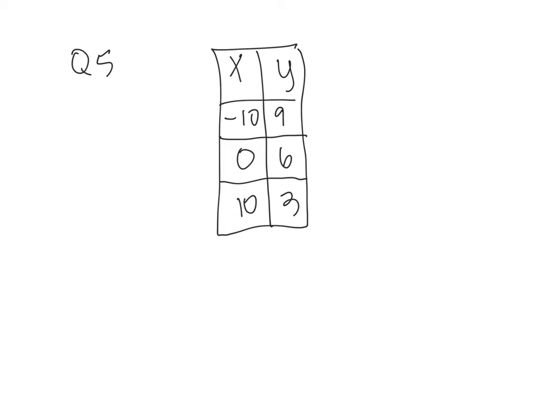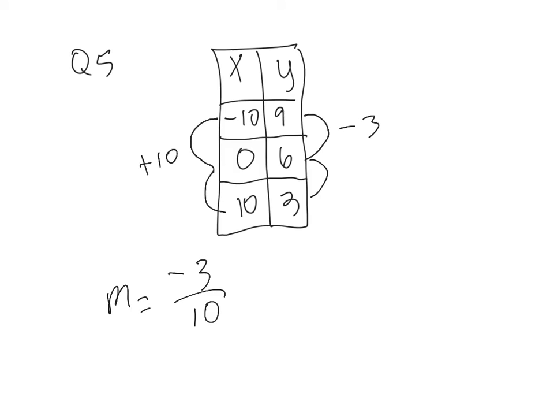Again, we're going to do the same thing here. What do I have to do to get from 9 to 6? Subtract 3. 6 to 3, again, you're subtracting 3. To get from negative 10 to 0, we have to add 10. Same thing from 0 to 10. So my change of y is negative 3 over my change of x is 10. I can't simplify that, so I'm just going to write m equals negative 3/10.